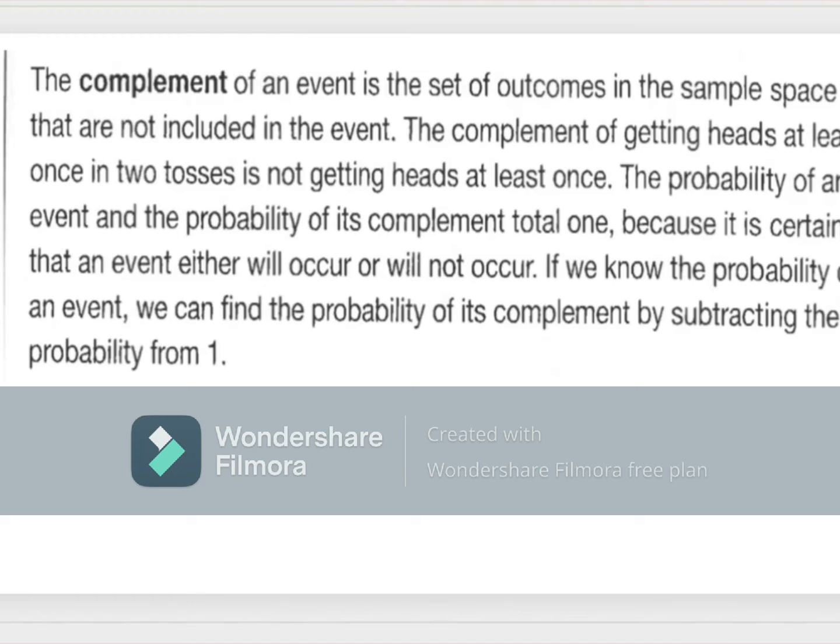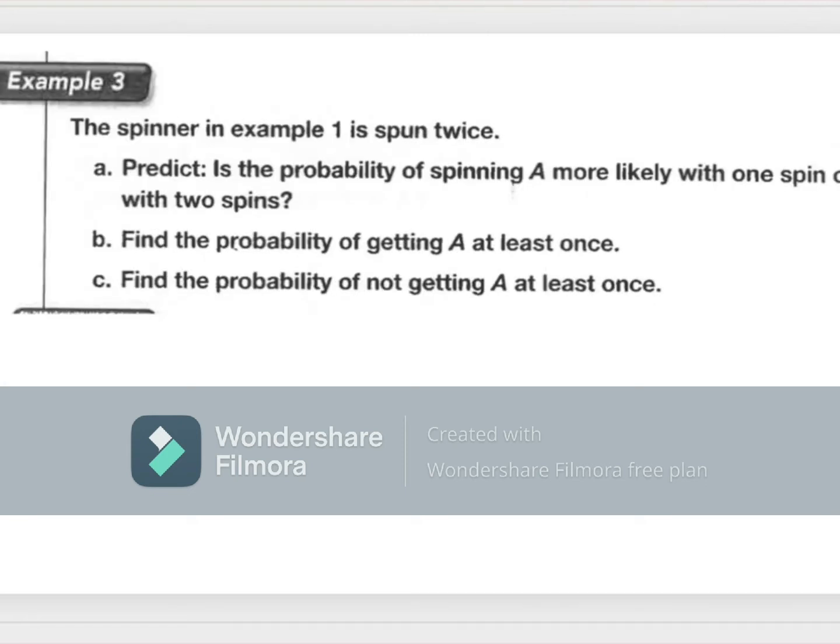The complement of getting heads at least once in 2 tosses is not getting heads at least once. The probability of an event and the probability of its complement total 1, because it is certain that an event either will occur or it will not. If we know the probability of an event, we can find the probability of its complement by subtracting the probability from 1. Okay, so here, the spinner in example 1 is spun twice.